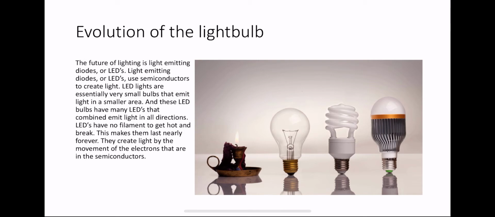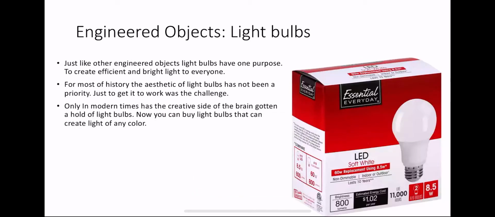Now we have LEDs. These light-emitting diodes are more efficient, brighter, and last longer than incandescent light bulbs. LEDs are essentially lots of smaller lights producing one big light. These lights commonly produce bright white light that can easily fill up a room. They also use semiconductors instead of a filament to produce light, meaning they will never break, basically making them last almost forever. Light bulbs make an amazing engineered product.